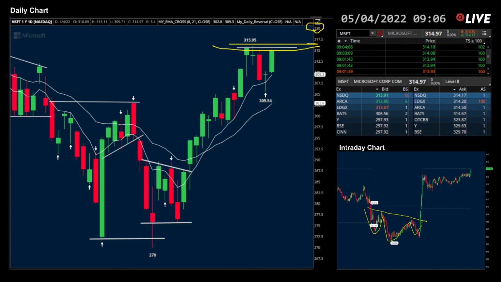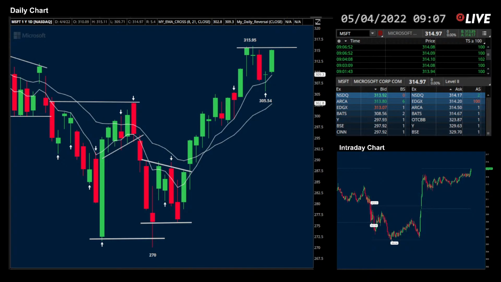But if we stall here and are not able to stay above 315, what I'll be looking at is half of the move from yesterday, 312, the first support. Below that, 309, 310, yesterday's lows, and also the 8-day moving average, my line in the sand on Microsoft.